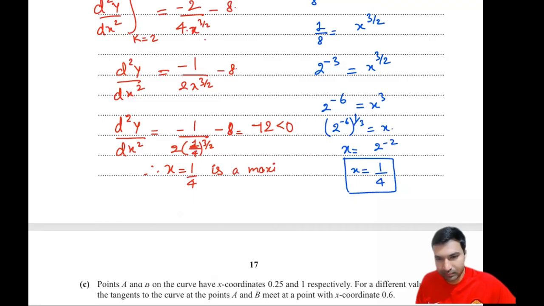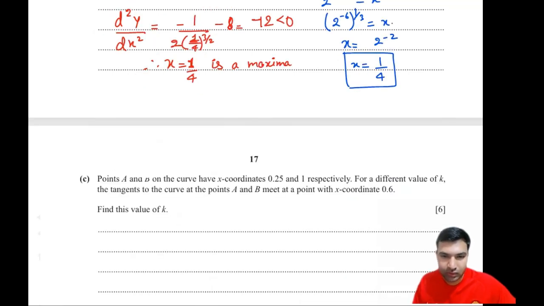Okay, it's a maxima. And the point at x equal to 1 by 4 will get the y value, and that will be the maximum point. Okay, so this is what we need to do over here.